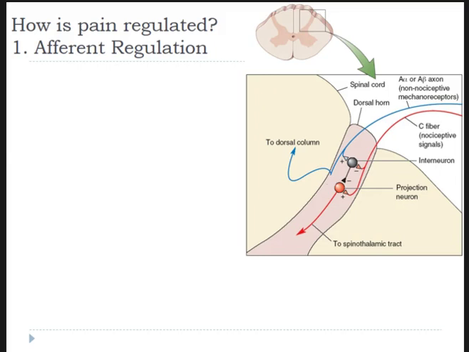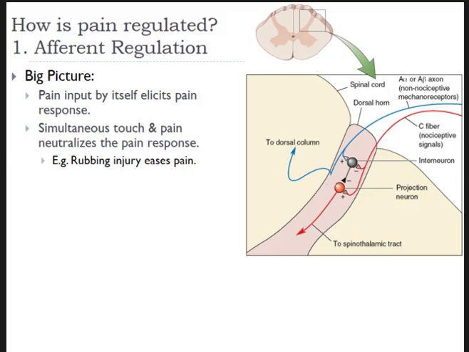So there are three main ways that pain is regulated. The first is discussed on this slide. It's called afferent regulation. Afferent regulation basically refers to the idea that there are multiple afferent signals. Afferent signals are the signals coming from the peripheral nervous system into our central nervous system, like an afferent neuron. And these afferent signals can effectively cancel each other out. Specifically, the big picture idea with afferent regulation is that your pain input can be modulated by your touch input. If you have pain input coming in by itself, it will generally be relayed directly up to the central nervous system via the spinothalamic pathway that we just talked about last time.